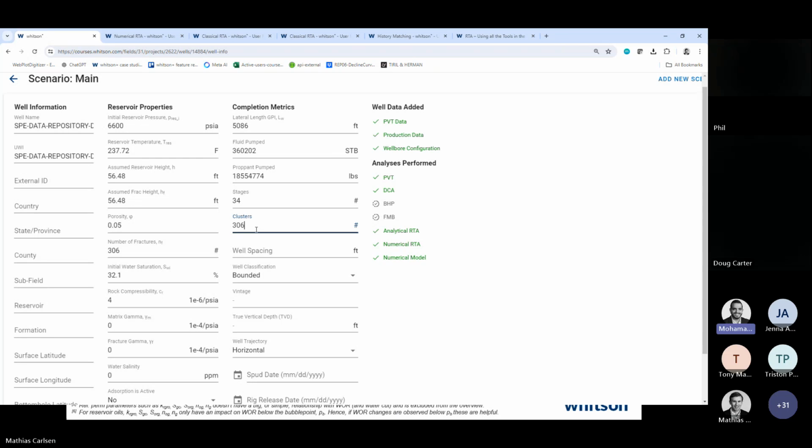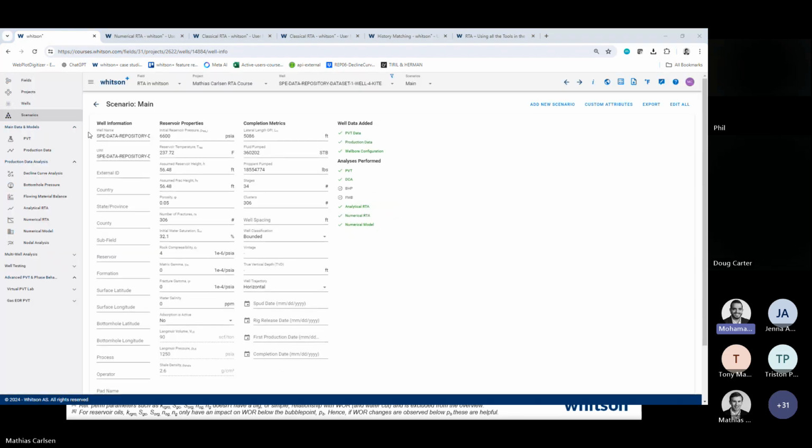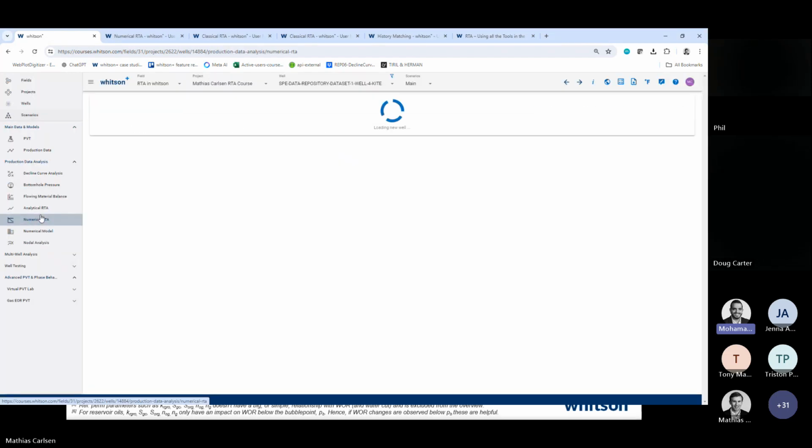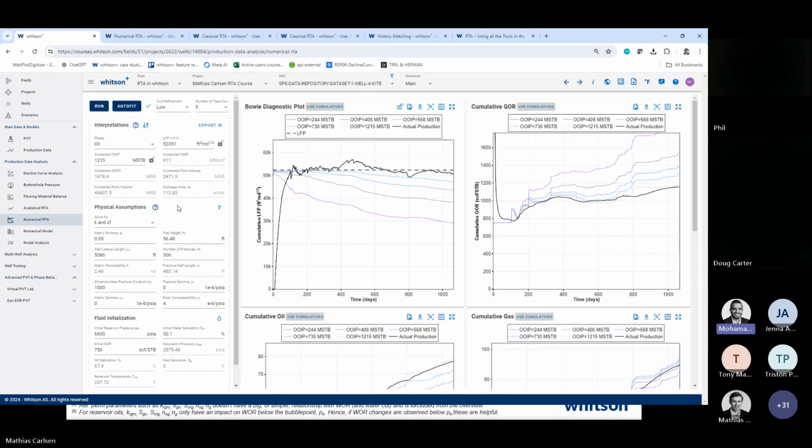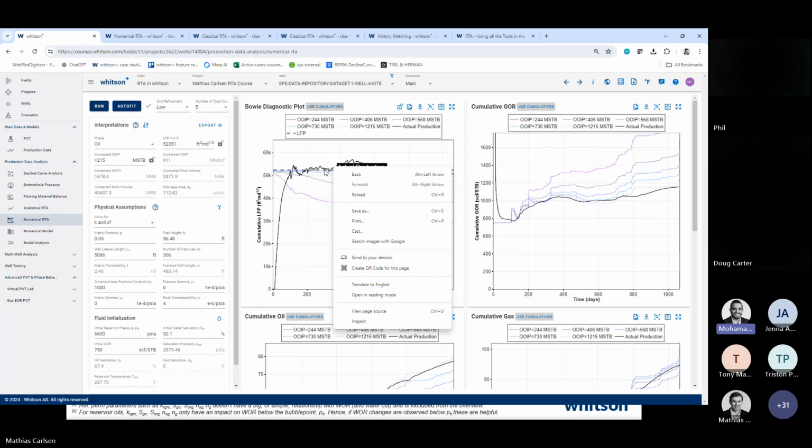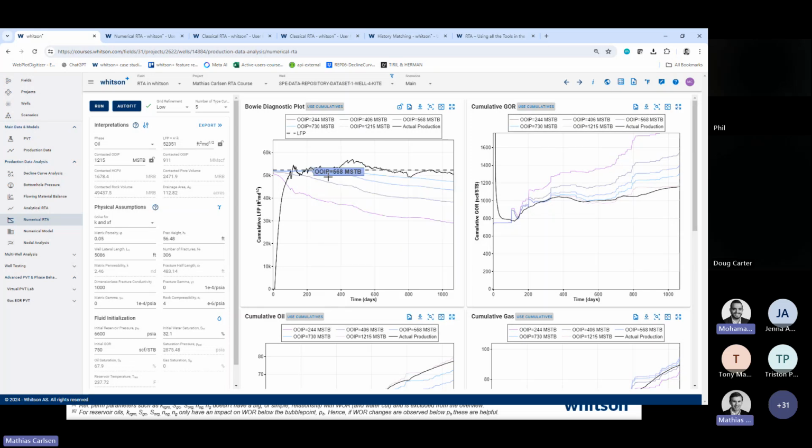Just a quick comment there, Matthias: the beauty of numerical RTA is that you can solve the whole thing without worrying about these numbers being predetermined. Let's say you came in here and changed your mind about the number of fractures. Your analysis on the right side, with the diagnostic plot, the LFP and the OIP that you picked, would remain the same. All that's going to change is what comes out of that, which is on the left: the numbers, what matrix permeability and what fracture half length you would resolve.